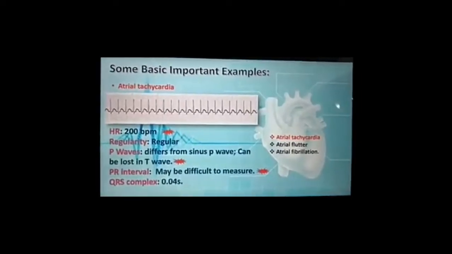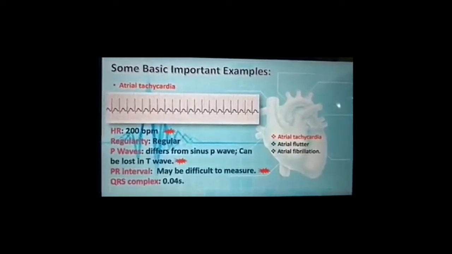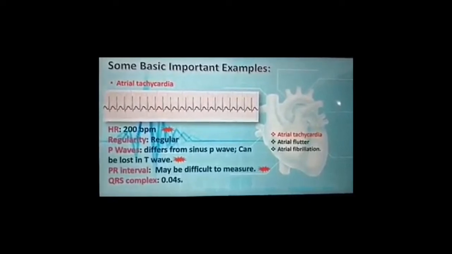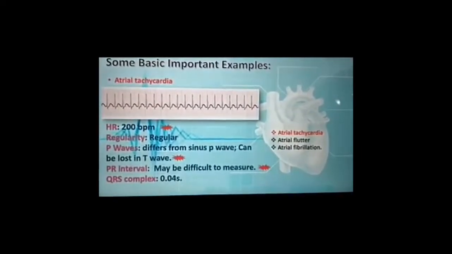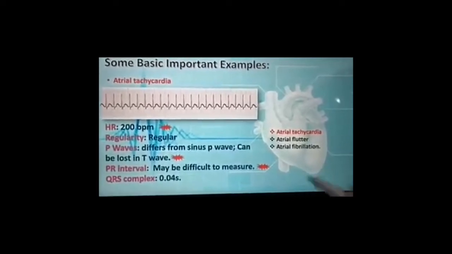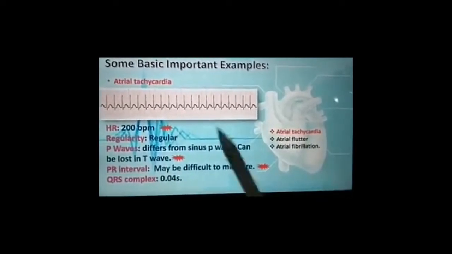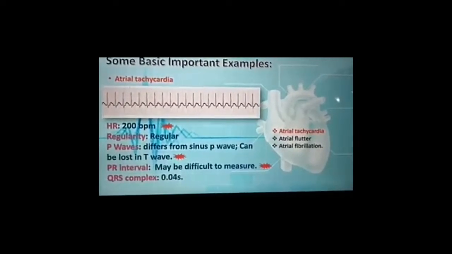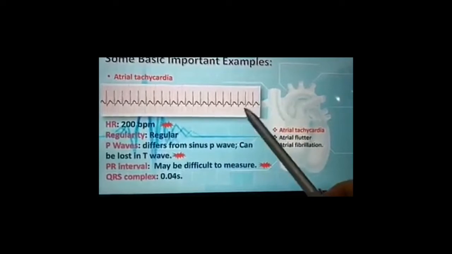Okay, moving on, the second group is the atrial family. In the atrial family, I have atrial tachycardia, atrial flutter and atrial fibrillation. Starting with atrial tachycardia. Since it is a tachycardia, it means the heart rate is very high. We said the problem is mostly in the P waves, like here.